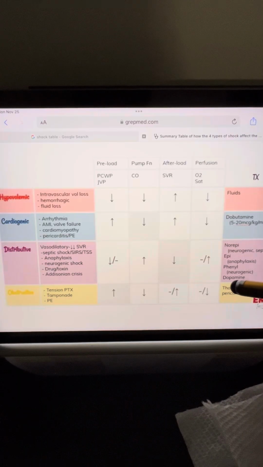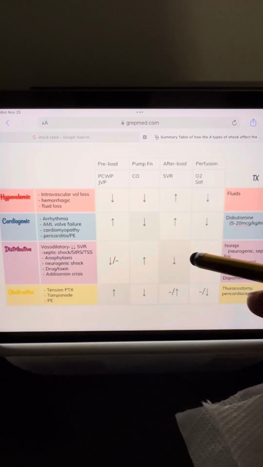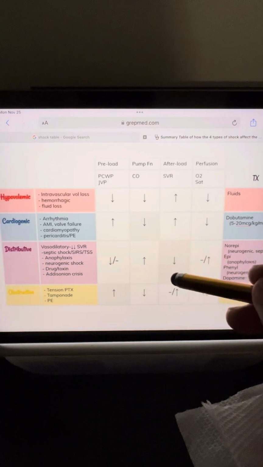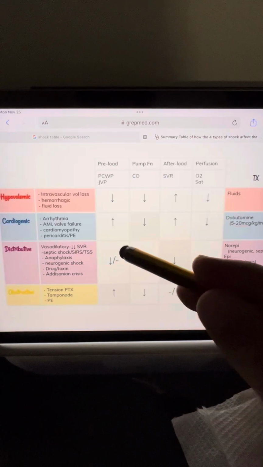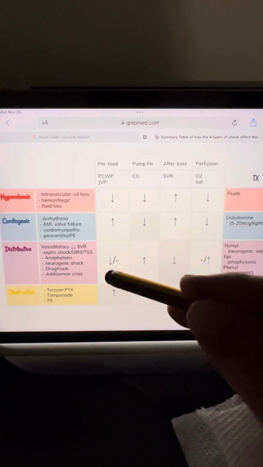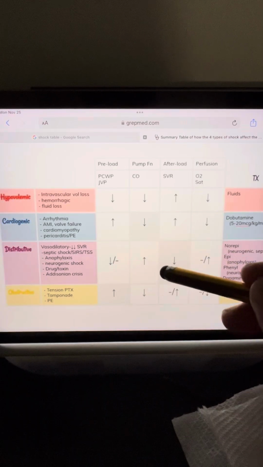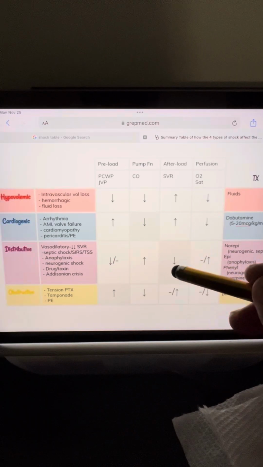So let's just go over this again. The primary disturbance in distributive shock is vasodilation, so a decrease in systemic vascular resistance. Again, the pressure in the heart is going to go down because the vessels are dilating. The cardiac output is going to go up to try and compensate for the vasodilation of the blood vessels.